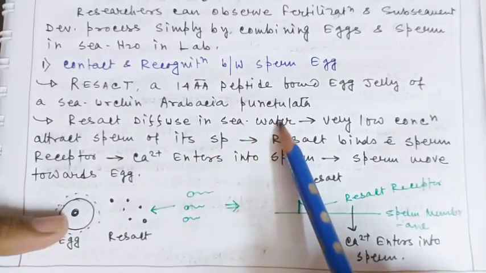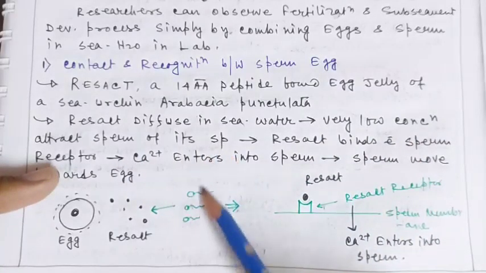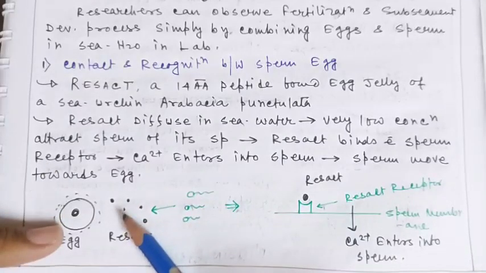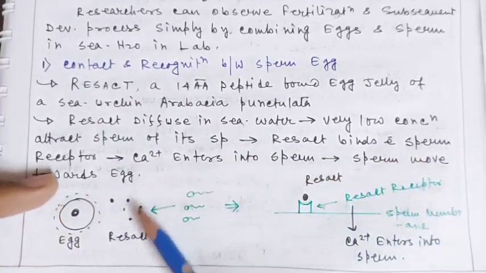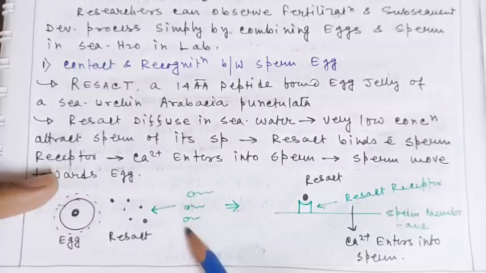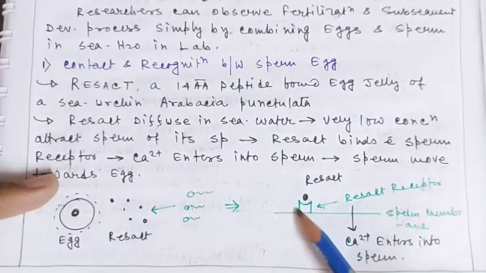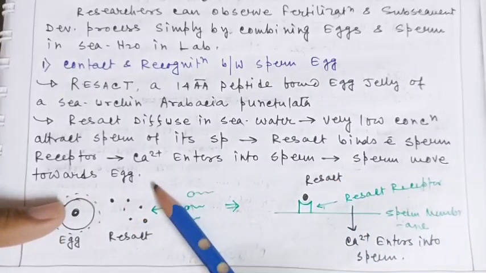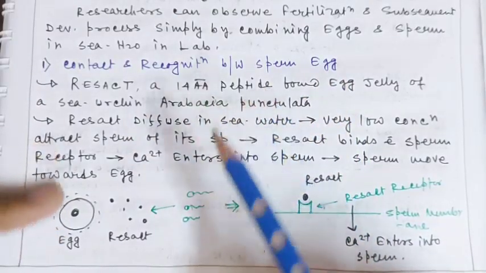Resact diffuses in sea water, and at very low concentration attracts the sperm of its species. The sperm are also released in the sea water, and they will be attracted towards this resact, which is found near the egg. Then the resact binds with the sperm receptor. In the green color I have drawn the sperm. The sperm receptors are present in the sperm membrane, and the resact binds with this receptor, so calcium enters the sperm and the sperm moves towards the egg. This is called contact and recognition between sperm and egg. Alright, this is the first step of fertilization.